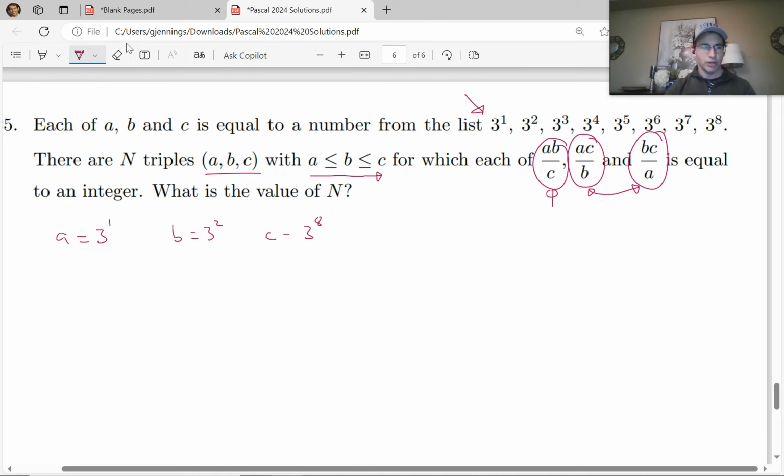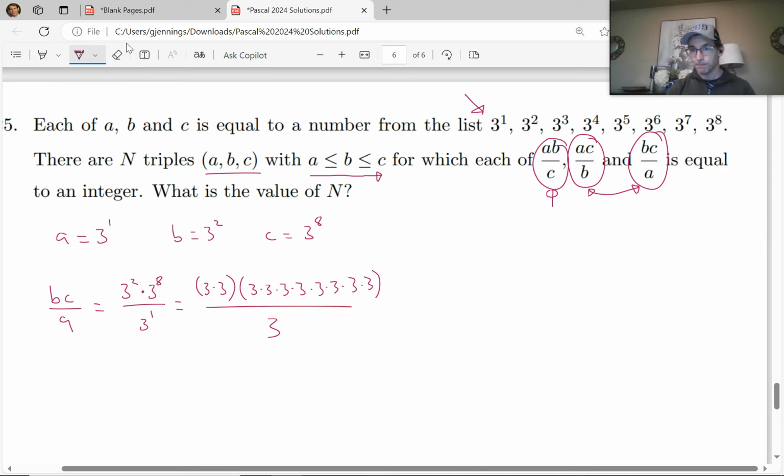Okay, and if we look at them, BC on A is an integer because that's 3 squared times 3 to the 8 divided by 3 to the 1. Let's use expanded form here. Here's 3 squared, 3 times 3. Here's 3 to the 8, 3 times 3 times 3 times 3 times 3 times 3 times 3 times 3. Oh, I was worried I wasn't going to get there in the end. All divided by 3. Okay.